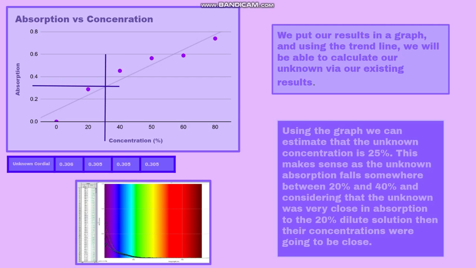This makes sense, as the unknown absorption falls somewhere between 20 and 40. And considering that the unknown was very close in absorption to the 20%, as the 20% was around 0.288, and the unknown was around 0.305. So they were very close in concentration.